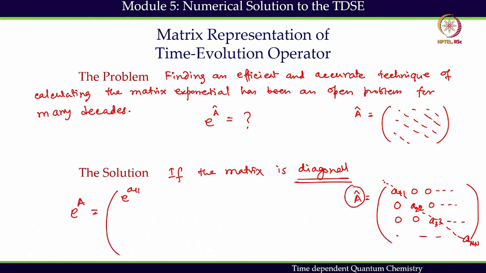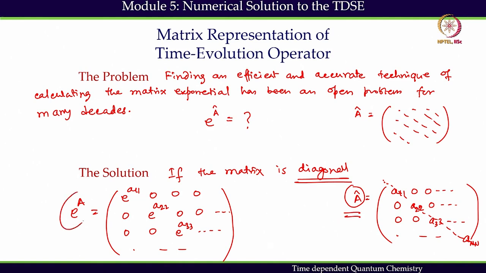It is going to be e to the power A 1 1, 0, 0, 0, 0, e to the power A 2 2, 0, 0, then 0, 0, e to the power A 3 3 like this. So, if A is diagonal, then the exponential of that matrix can be obtained by exponentiating each diagonal element. This is not true for any matrix, it is true only for a diagonal matrix.